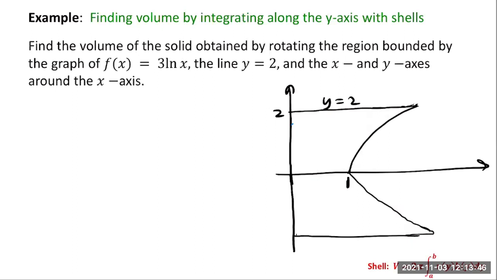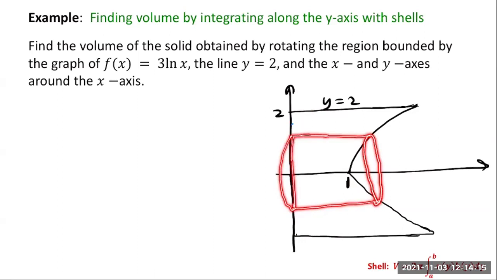Again, can you use the shell method along the x-axis in this case? As you can see, along the x-axis you cannot use the shell method, because along the x-axis you cannot construct any shells. But along the y-axis, you can clearly construct shells. For example, if you take a shell like this, you have a nice shell there, right?